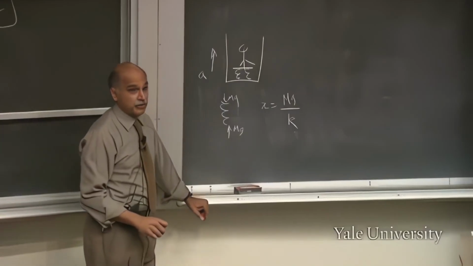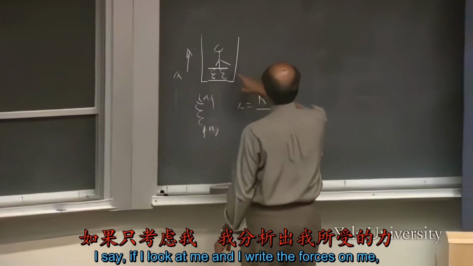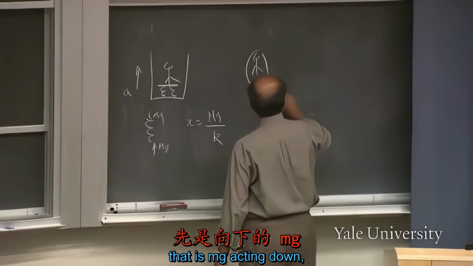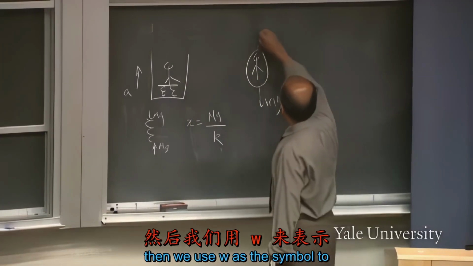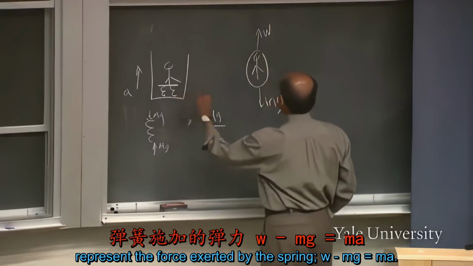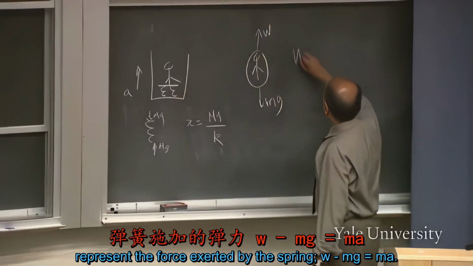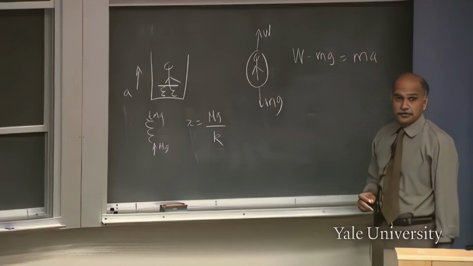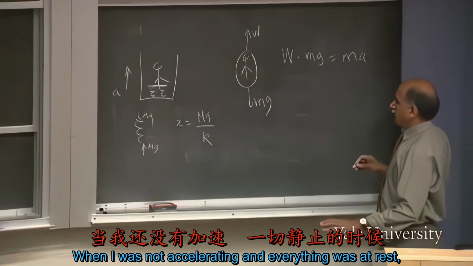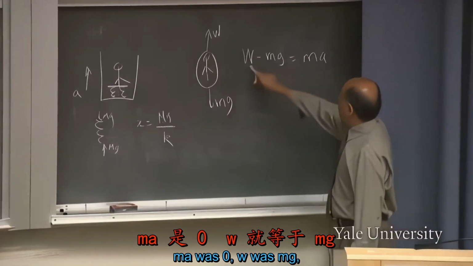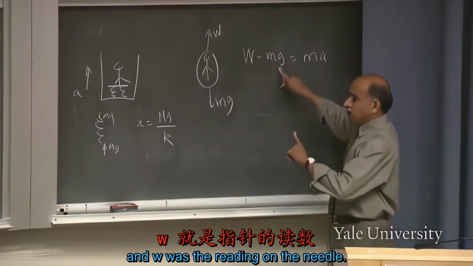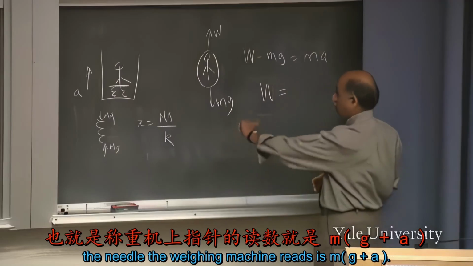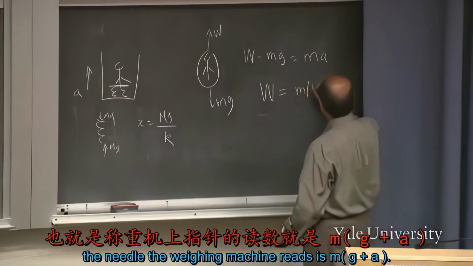That's the question. Now the way I analyze it is I say, if I look at me and I write the forces on me, that is mg acting down, let me use W as the symbol to represent the force exerted by the spring. W minus mg is ma. That is F equals ma. When I was not accelerating and everything was at rest, ma was 0, W was mg, and W was the reading on the needle. But if I'm accelerating, the force exerted by the spring, and therefore the needle, the weighing machine reads, is m times (g plus a).